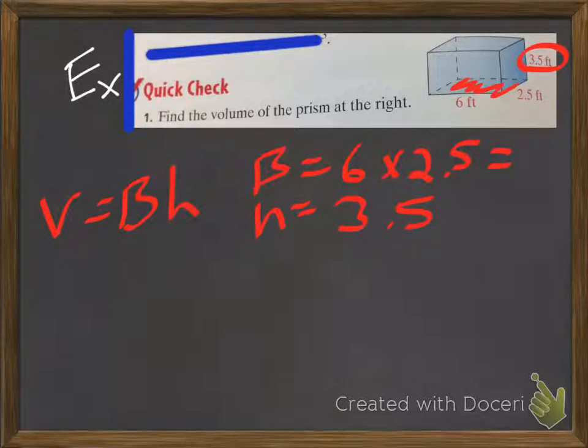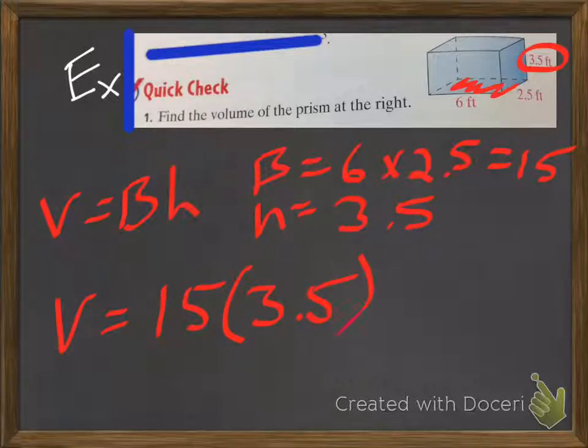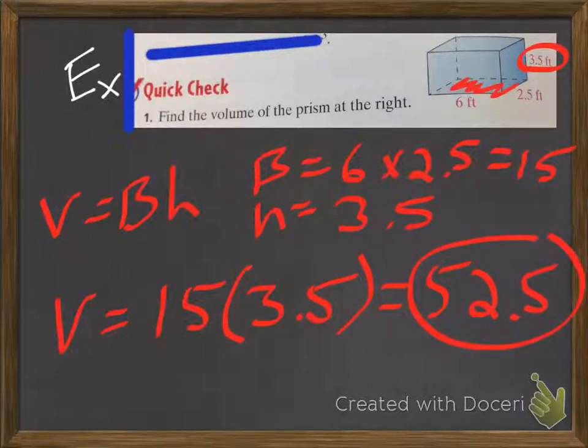Six times 2.5 is 15. And so now we're going to put it in our formula. V equals 15 times H, 3.5. And that gives you 52.5. That's it. That's the volume. That's how many little bitty squares fit in that prism.